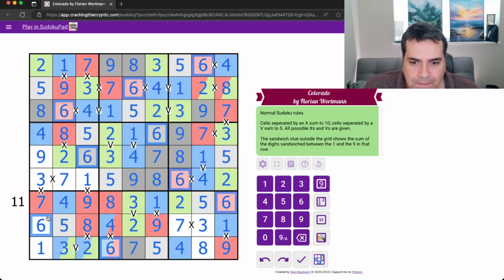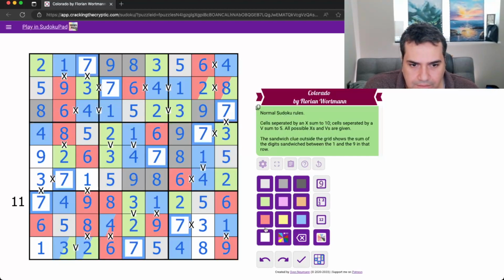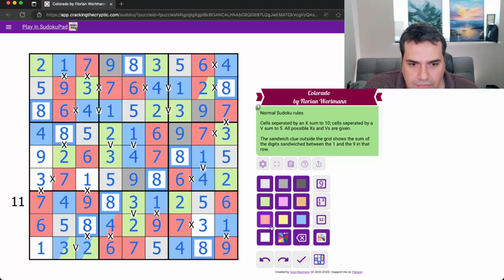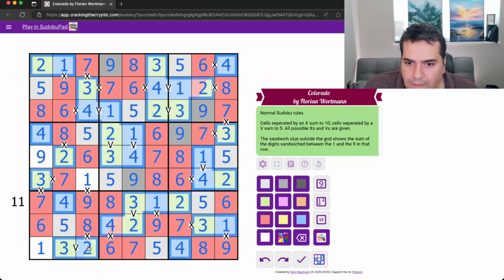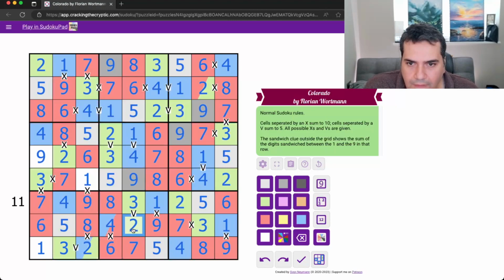But just, if you don't mind, I need to just fix a few colors quickly. That looks correct to me. 9s.